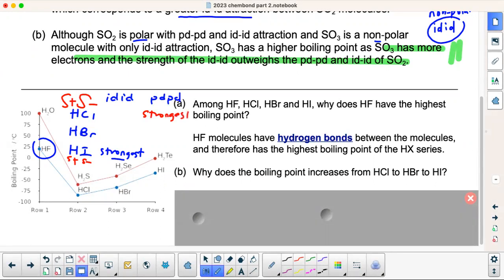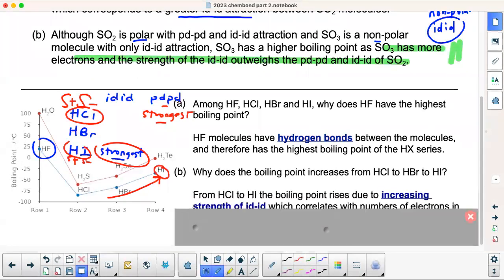Okay, so since you know that the boiling point goes up this way, right? Which one plays the bigger role here? ID or PD plays a bigger role. Since the boiling point goes up from HCl to HBr to HI, who plays a bigger role? Okay. PD strongest for this one, this one's strongest PD. This one HI strongest ID. But out of all the boiling points, HI is highest, right? So who plays a bigger role? Very good, ID.